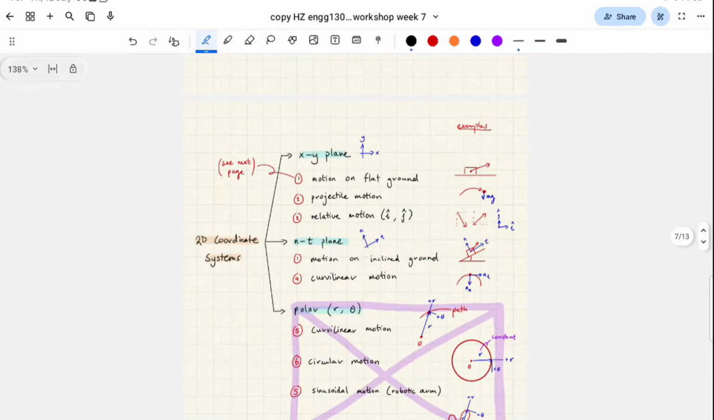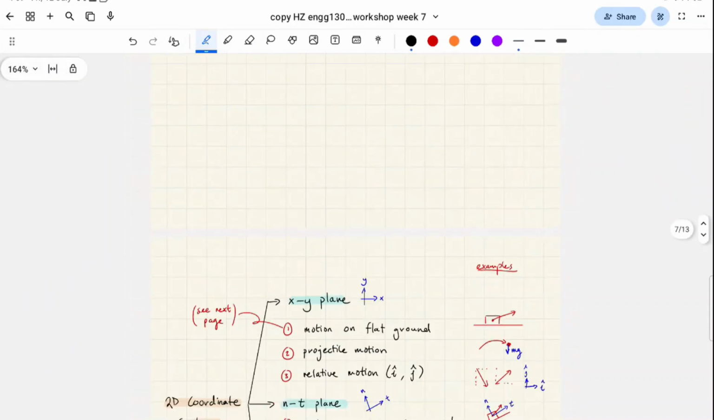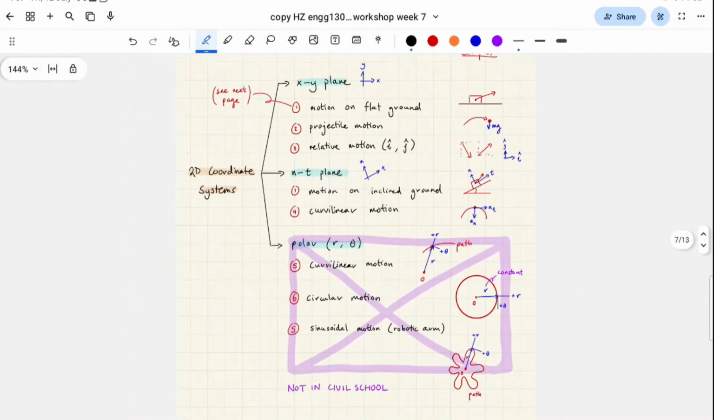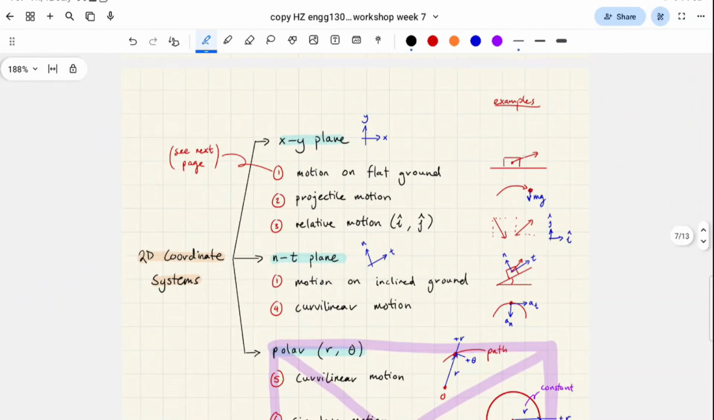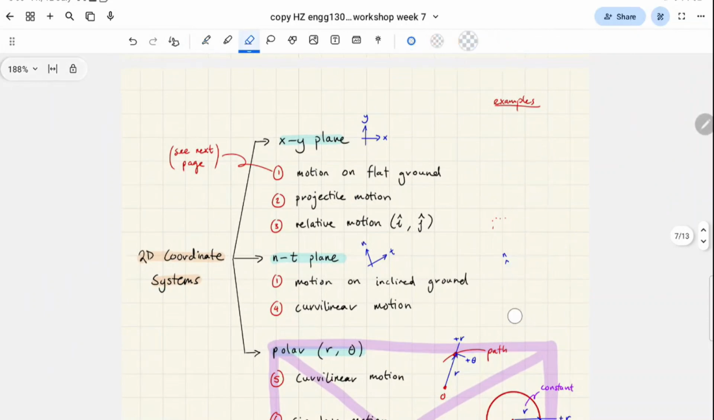So, we're just gonna return to the sheet. Okay. So basically, I might rub this out. Sorry, 1 second.